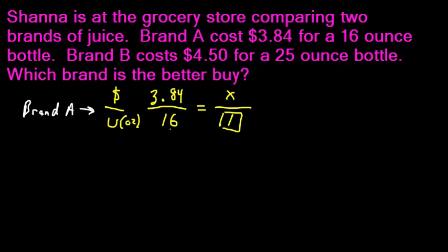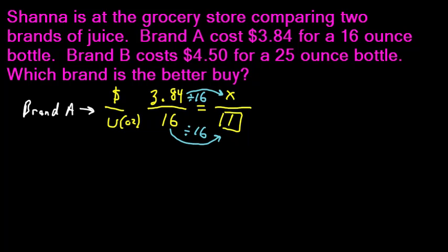To get from 16 to 1, we just divide by 16. So to get from 384 to our unit price right here, we do the same thing. We divide by 16. Sorry, it's a division sign, guys. There we go. Divide by 16.